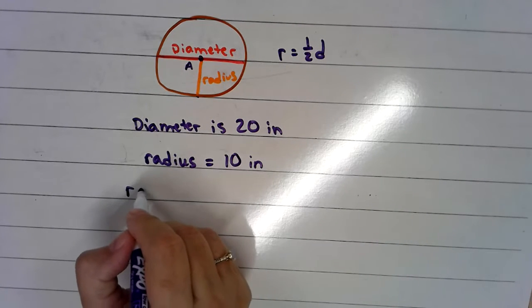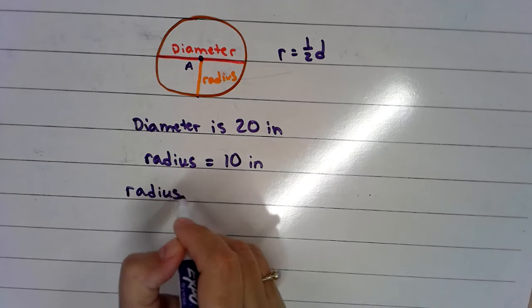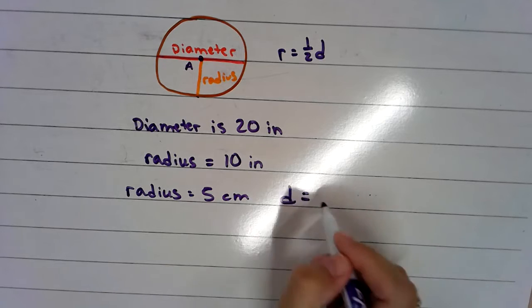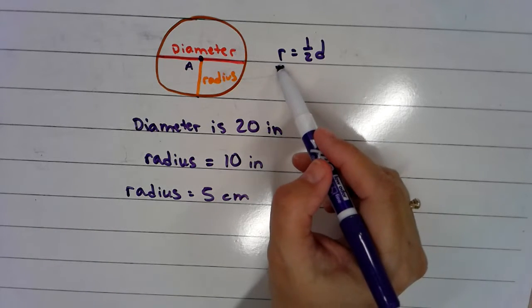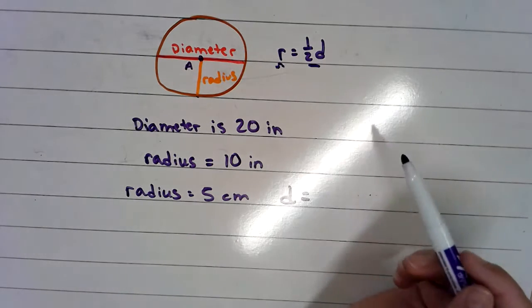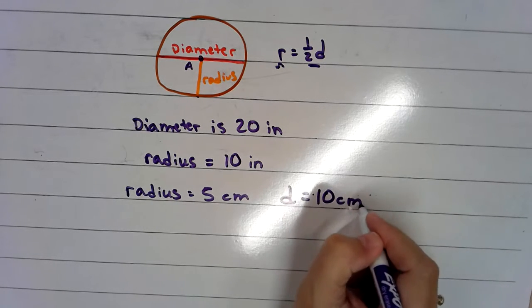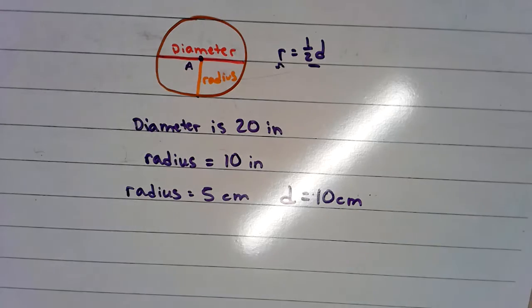If I told you the radius is 5 centimeters, could you tell me what the diameter equals? Well, if the radius is 5, that's half of the diameter, so what's 5 times 2? The diameter would then be 10 centimeters. Okay, are we cool with that so far?